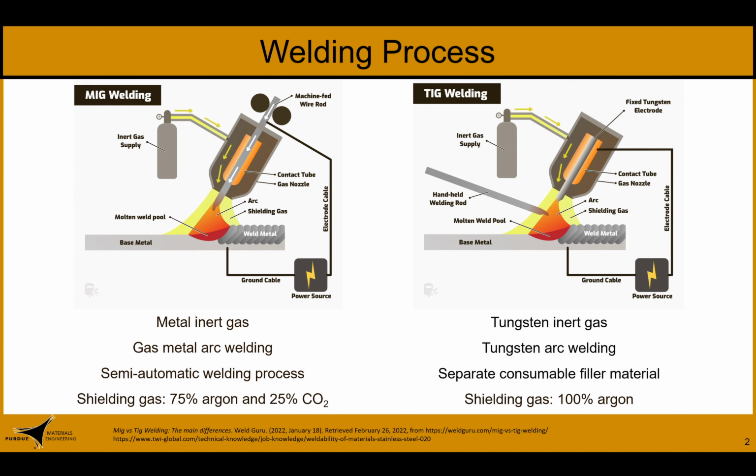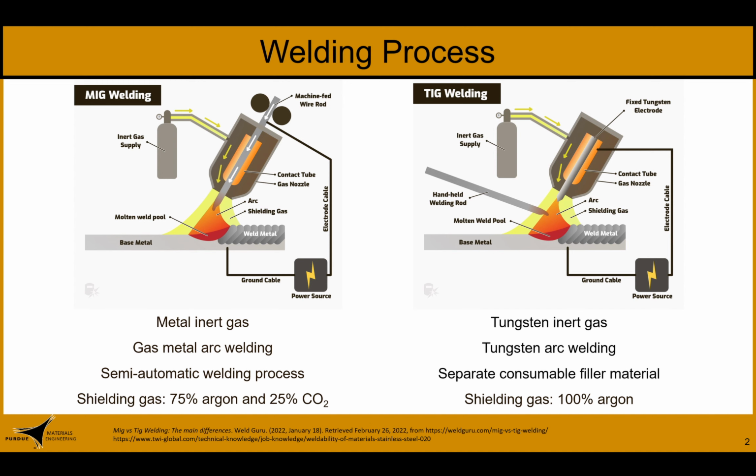The second process is TIG welding, or tungsten inert gas, also known as gas tungsten arc welding. The TIG welding process also uses an arc to weld, but a key difference between MIG and TIG welding is that it uses a non-consumable tungsten electrode and a separate consumable filler material. We manually feed the filler material into the weld puddle at the same time as the arc. TIG filler rod composition and size vary. TIG welding shielding gas typically consists of 100% argon.